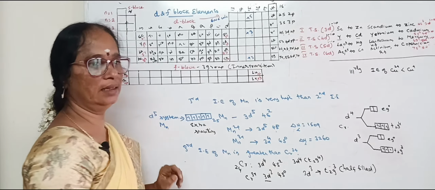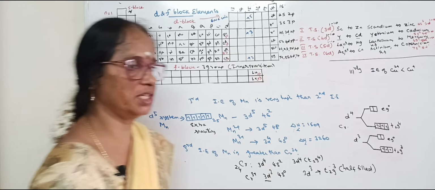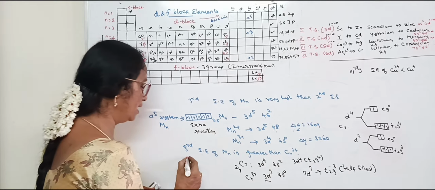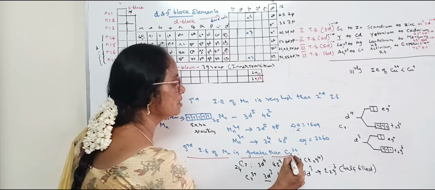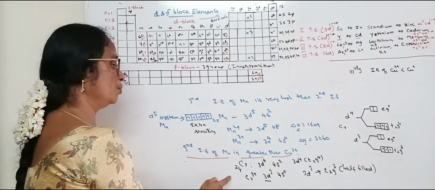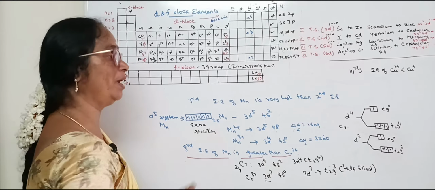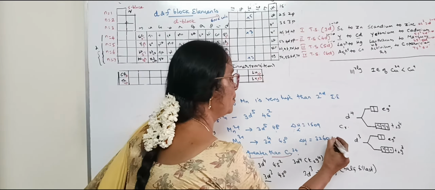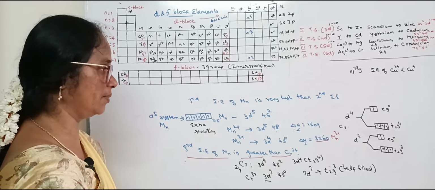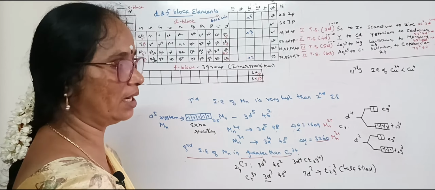Based on ionization enthalpy, we can have some reasoning questions. One of the most important reasoning questions is why the third ionization enthalpy of manganese is greater than that of chromium 3 plus. So let us discuss both of them. The third ionization enthalpy of manganese is found to be much greater: for Mn3 plus it is 3260, and for Mn2 plus it is 1509.